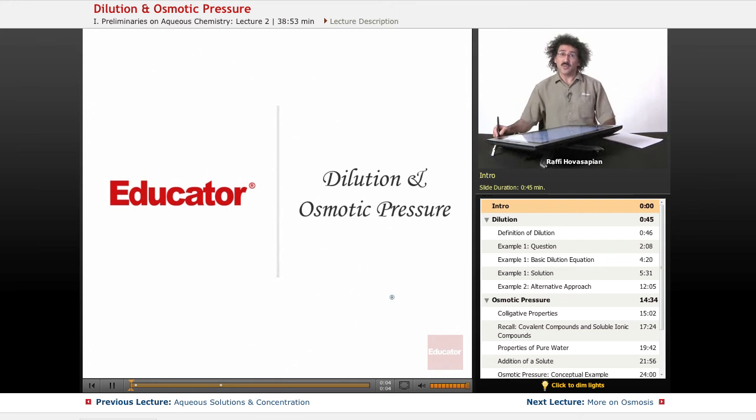So in the last lesson we started a review of some general chemical principles that are going to lay the foundation for the work that we do in biochemistry. For the next couple of lessons we're going to continue that. Today we're going to be discussing dilution and osmotic pressure.